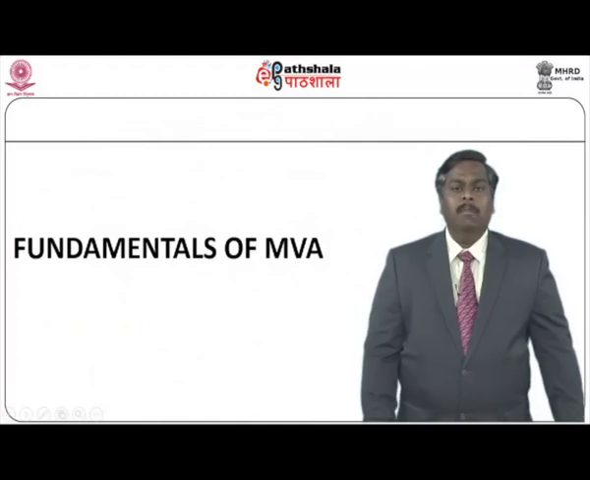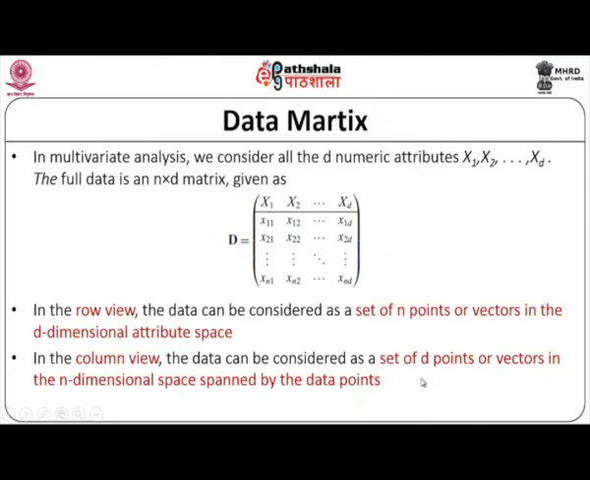Having understood the necessity behind multivariate analysis, now let us discuss the fundamentals of multivariate analysis. In a multivariate analysis, the data that we are considering will have n number of attributes or dimensions. Now, when we represent the same using a data matrix, the data matrix will look like this. Here we can take the data matrix and see the rows as a set of n points or vectors in the d dimensional space. But when we analyze the same data column-wise, then we can consider the data as a set of points or vectors in n dimensional space, which is spanned by the data points.